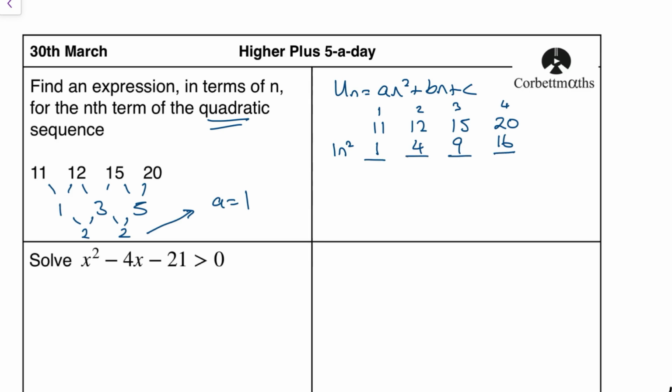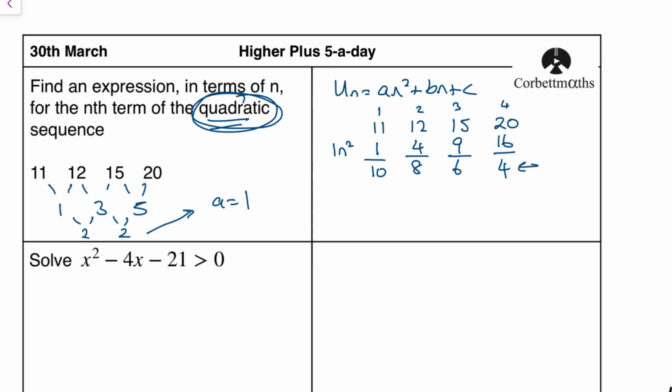Now, at this point, if I take it away, 11 minus 1 is 10, 12 minus 4 is 8, 15 minus 9 is going to give me 6, and 20 minus 16 is going to be 4. If that is not a linear sequence, I've made an error, because it's a quadratic, so it must be the case that's true. Anyway, point is, I now have my linear sequence.